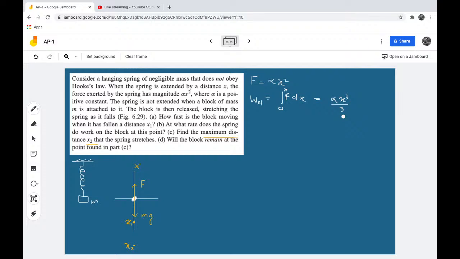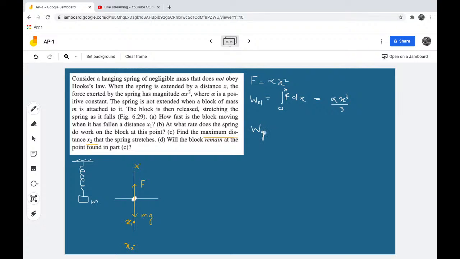Is it a correct equation? Is it an incorrect equation? Can anyone tell me? Let me see if you are observant enough. If you can find the mistake in this, please write it to me. And in the meantime, I will write the work by gravity.